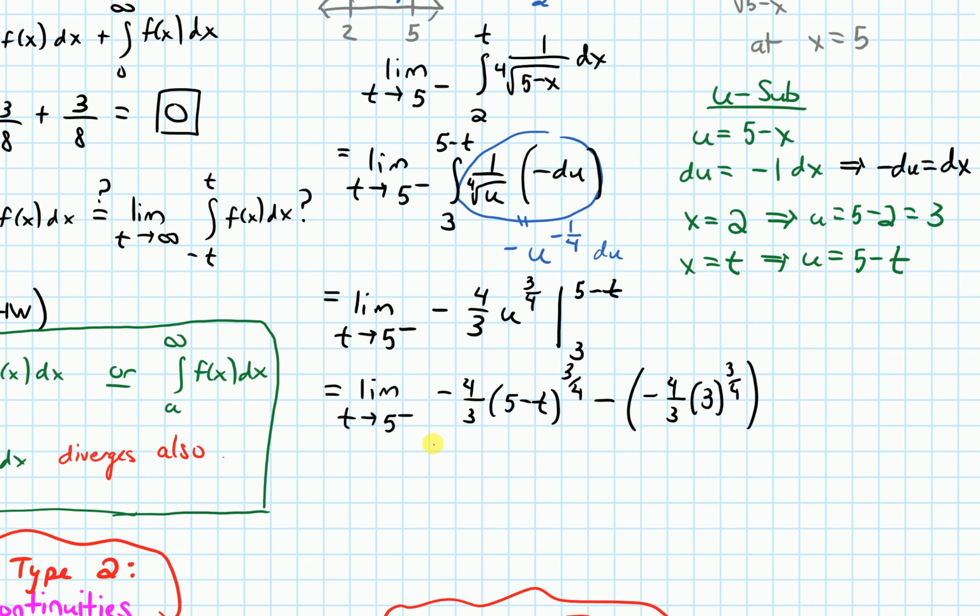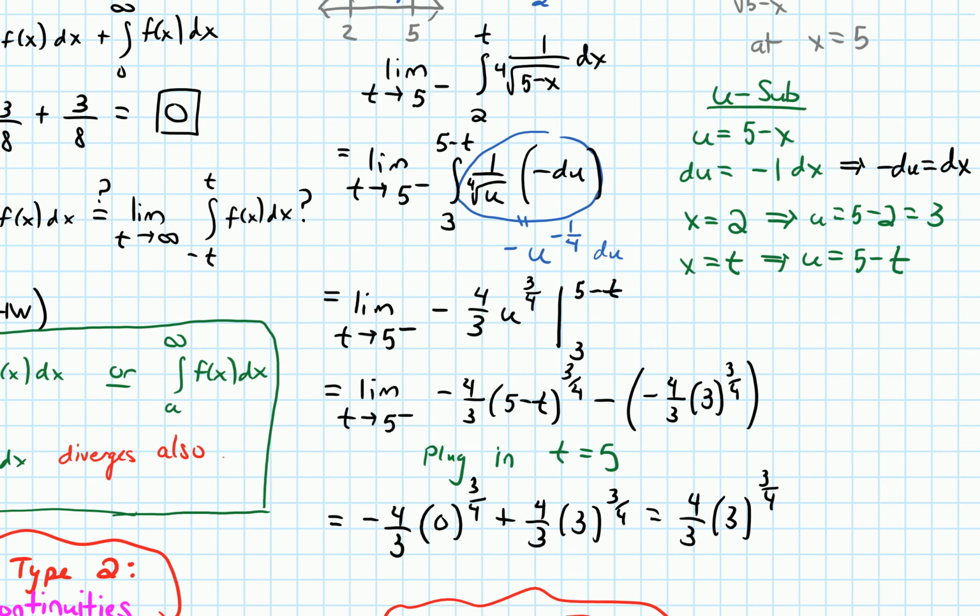All right, so from here, we are ready to plug in. So let's plug in. Even though this is a one-sided limit, first try is usually just try plugging the number in straight up. And if there's no issue, like dividing by 0 or something like that, that's just going to be our answer. So if we plug in t equals 5 just straight up, what do we get? We get negative 4/3, and then we'll get 0 to the 3/4, plus 4/3 times 3 to the 3/4. So overall, this is just 4/3 times 3 to the 3/4, and that is our answer. That is the area under the graph over the interval from 2 to 5.